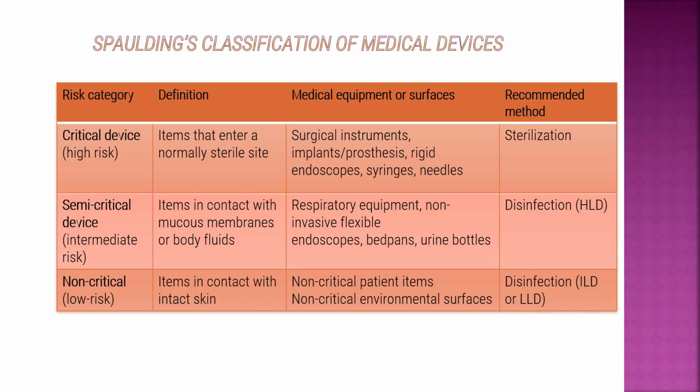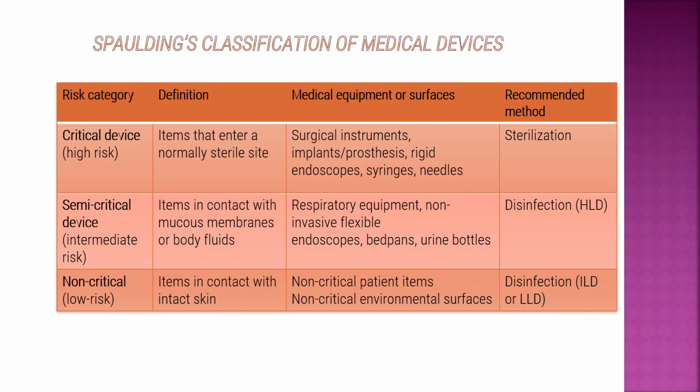Spaulding's classification of medical devices. So they are categorized into critical device, high risk; semi-critical device, intermediate risk; and non-critical device, low risk. So critical devices are items that enter a normally sterile site, so they are invasive. The examples are surgical instruments, implants, prostheses, rigid endoscopes, syringes, needles. So the recommended method is sterilization.